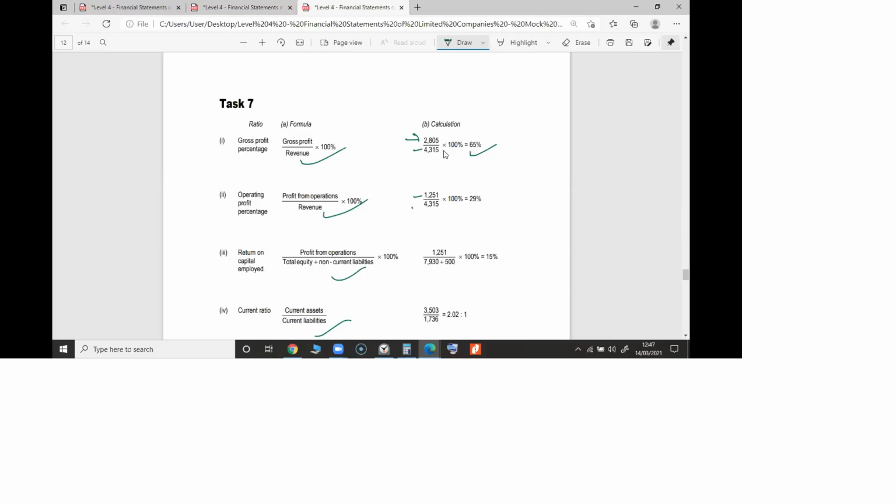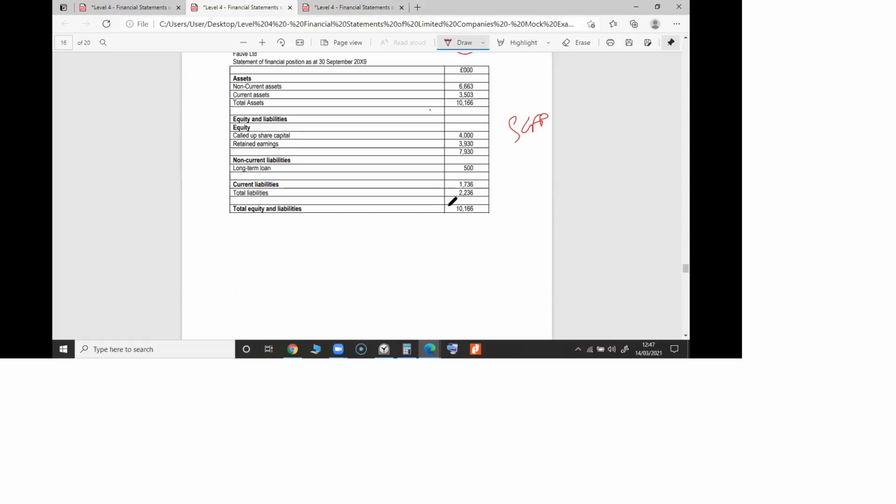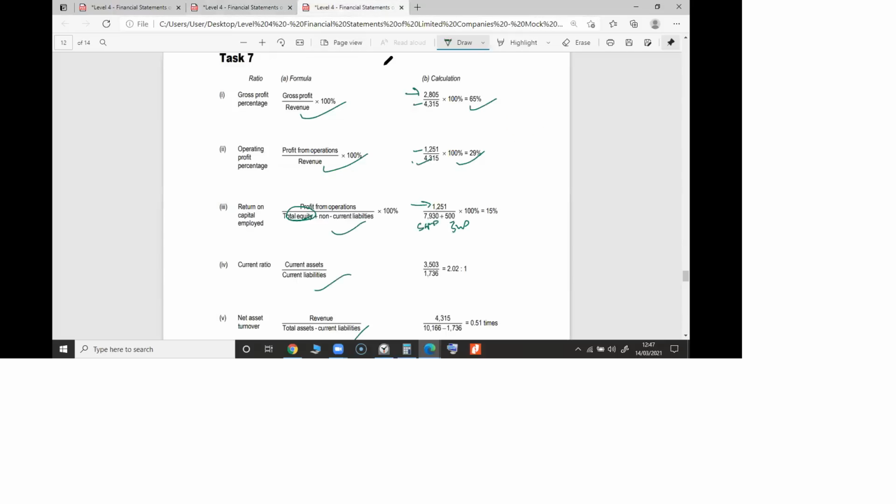Operating profit divided by sales, operating profit percentage. ROCE: equity you take from the SOFP, and this is non-current liability, also SOFP, where it is given in the question. You just explore the question. That's your long-term liability, 500. Where is your equity? This is the total of your equity: share capital, share premium, retained earnings, and a revaluation reserve. So 7930 plus 500. All these three, the higher the better.